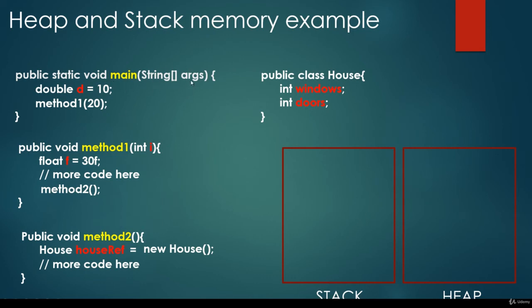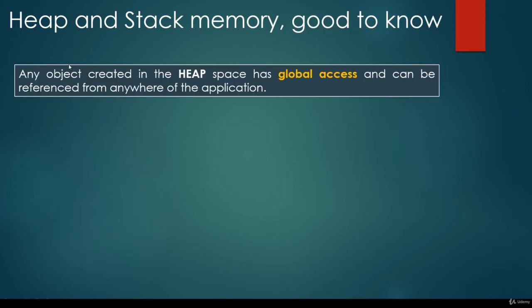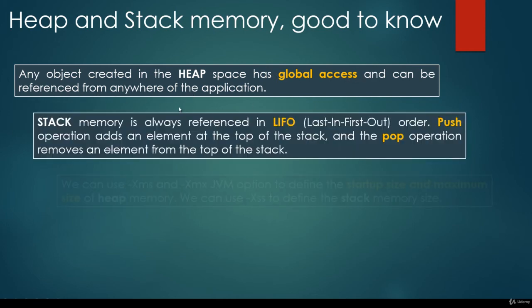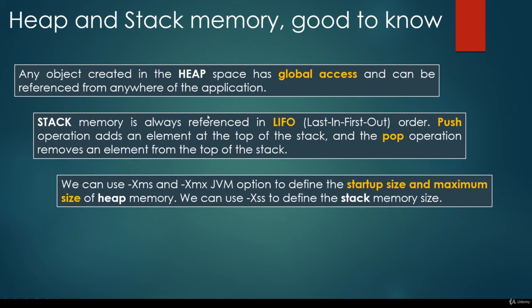Method calls, arguments, and local variables are stored on the stack memory, but objects on the other hand are stored on the heap memory. So whenever we create a new object, then the reference itself is on the stack memory and the object itself is on the heap memory. So this is the crucial difference between stack and heap. Okay, so any object created in the heap space has global access and can be referenced from anywhere in the application. The stack memory is always referenced in a LIFO, so last in first out order.